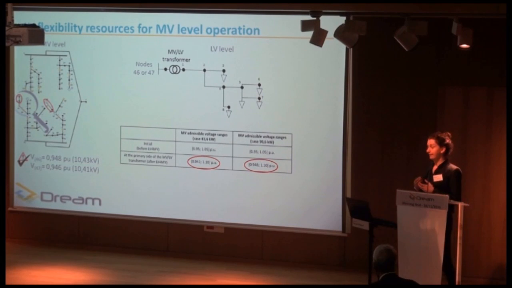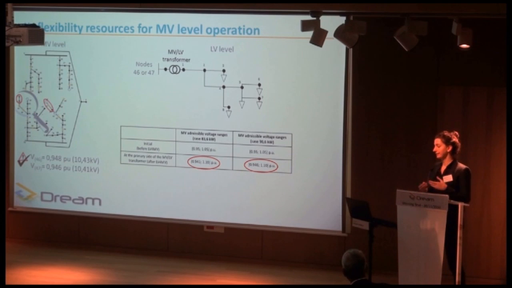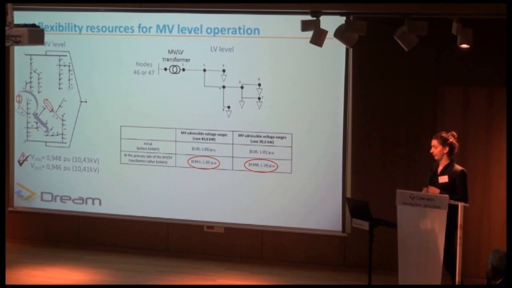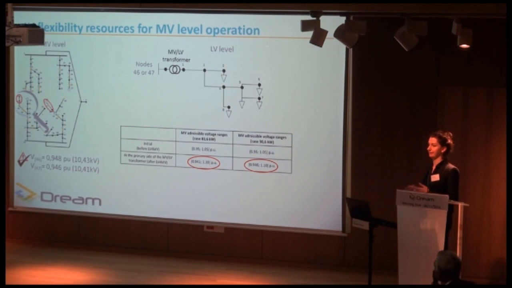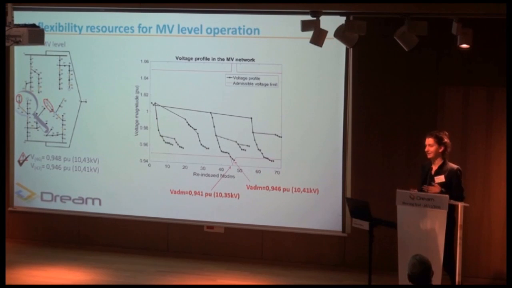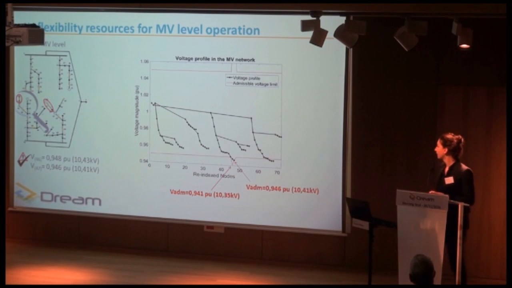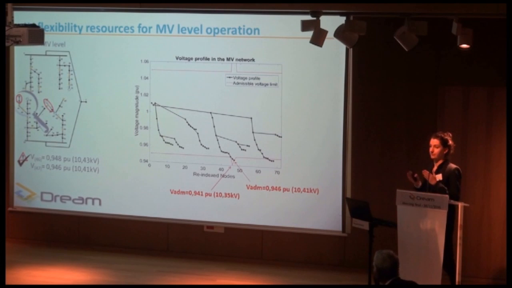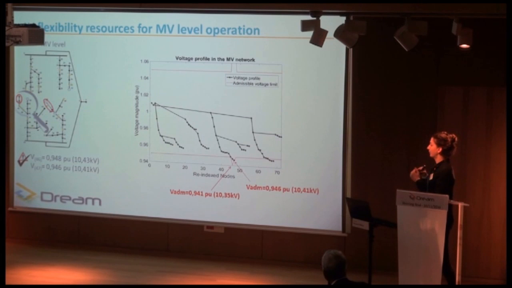And I try to identify the MV admissible voltage range, which can ensure that the LV voltage limits will still be acceptable. So in fact, I'm just focusing on the LV network, trying to know the limits of these LV networks and putting it back in the MV level. So this is one of the solutions that I created during my PhD. It's maybe quite complex, but I think it's interesting for the distribution system operators. So as you see here, the admissible voltage limits are changing, and so we are no longer at the conventional limits.